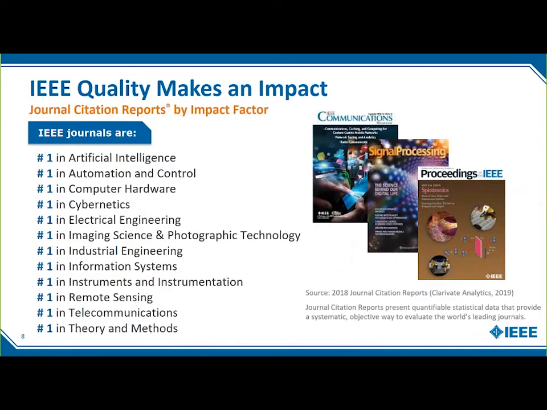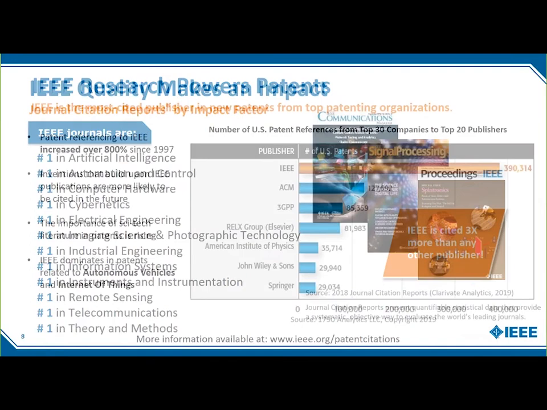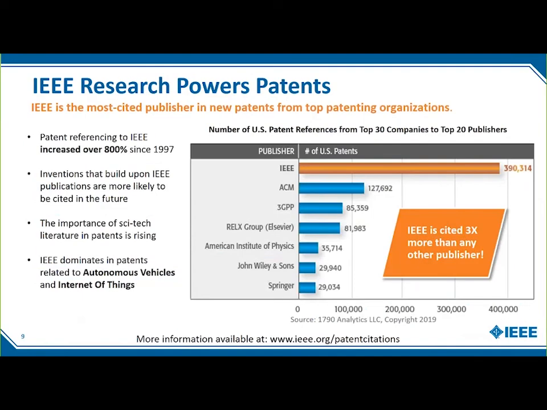And you can see on this slide we have the number one most cited journals in a variety of topics, including artificial intelligence, cybernetics, and industrial engineering. Another thing we look at is patent citations. So if you look at patents from the top 30 companies who patent at the U.S. Patent Office, you find that IEEE content is cited 3 times more often than any other science, technology, or medical publisher. And IEEE dominates in patents related to autonomous vehicles and Internet of Things.